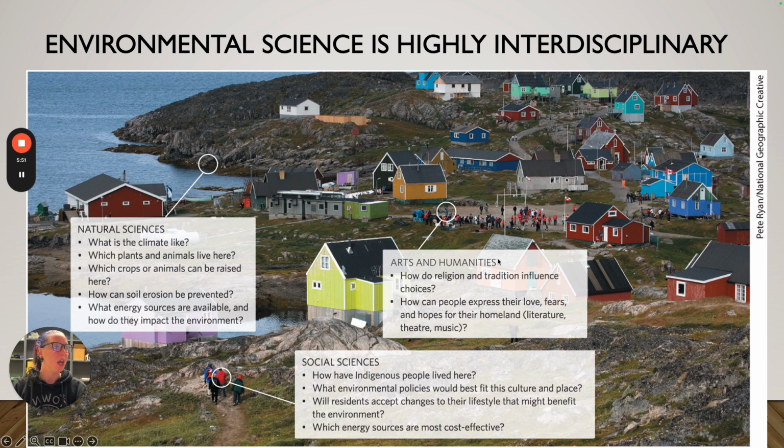And then, of course, arts and humanities. I feel like people kind of poo-poo arts and humanities, but it's such a huge part of our society and of us as humans as a whole, hence the name humanities. How could things like religion and tradition influence choices? How can people express their love, fears, and hopes in their homeland through things like literature, theater, and music?